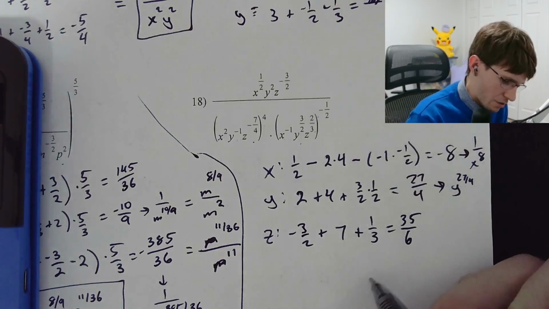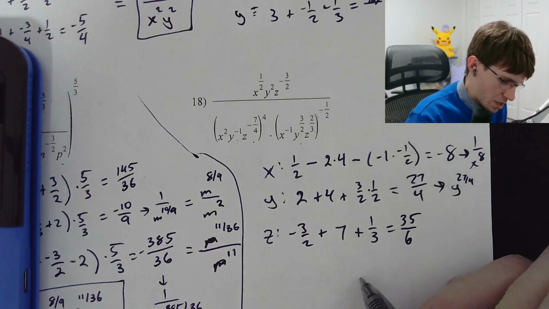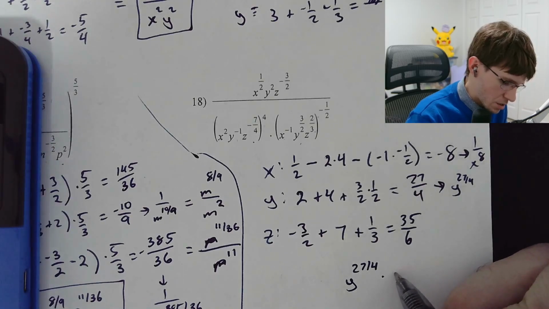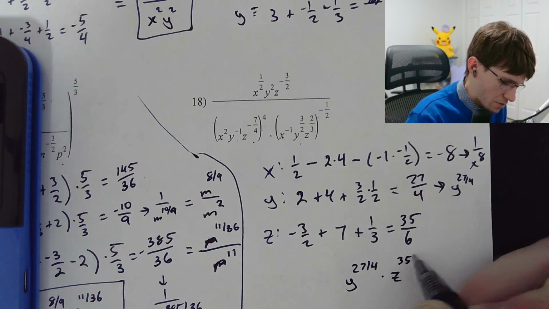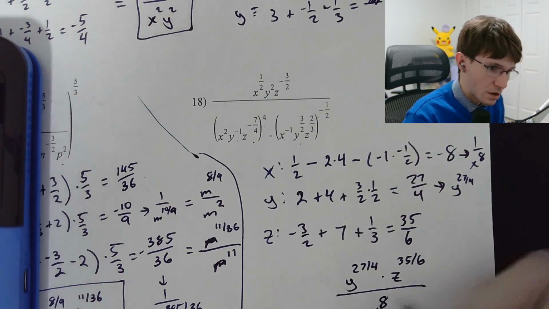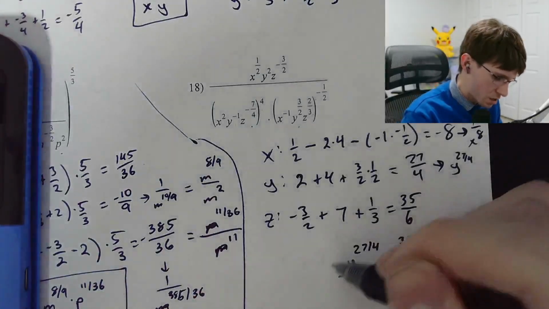How exciting. Our final answer, we're going to have a y to the 27 over 4 multiplied by our z to the 35 over 6, and then divided by x to the power of 8. You couldn't even see my x there at the bottom.